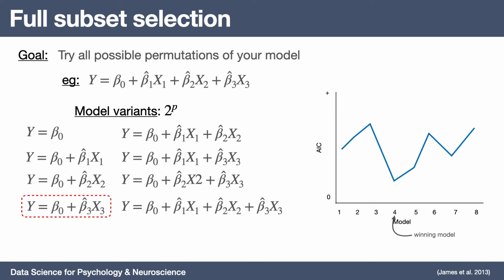This tends to break down, however, in cases where p gets really large. Because remember, you're comparing 2 to the p number of models. For p equals 3, we're already at 8. If p was 13, with interaction terms, it would take a long time to run these model comparisons.